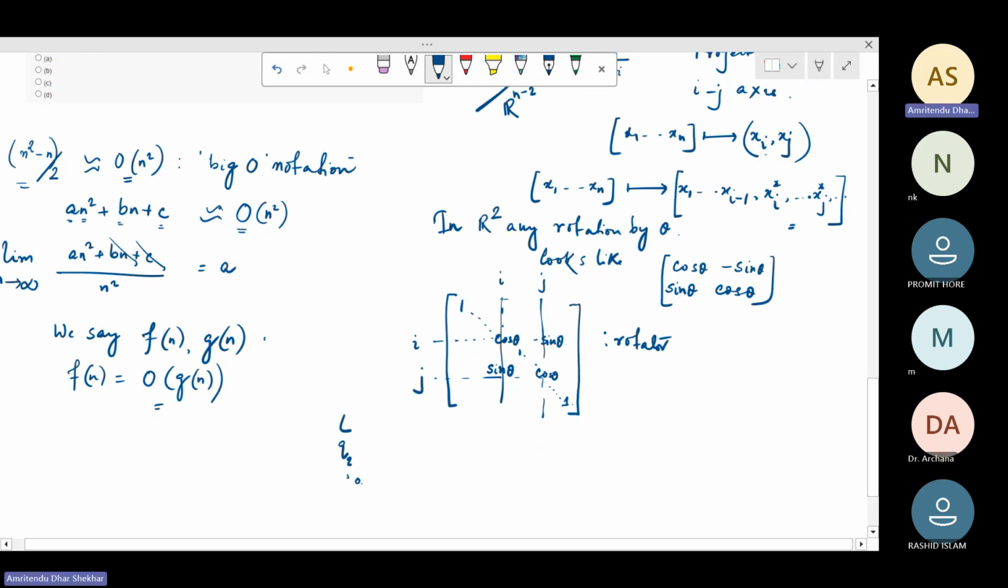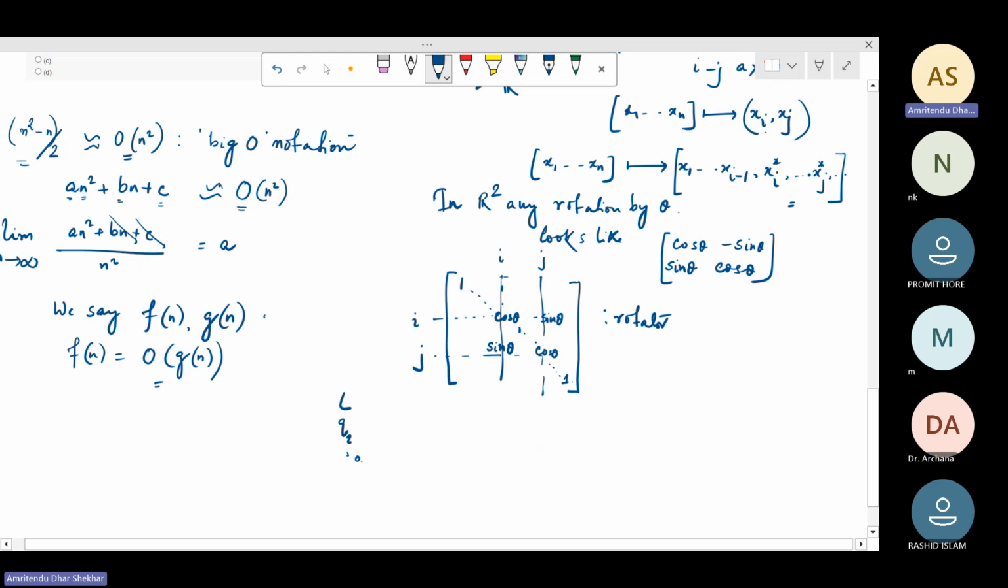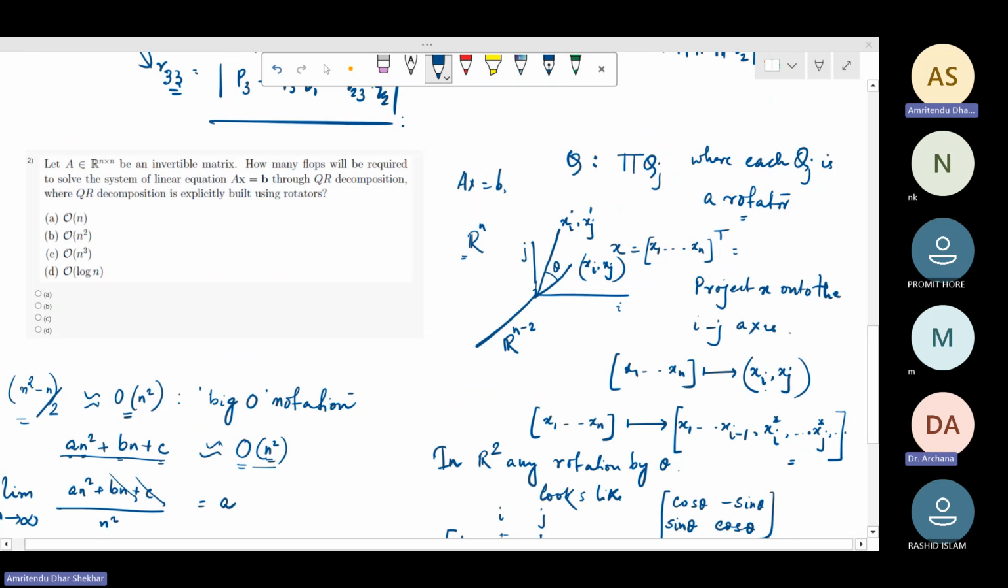Okay, so we write f(n) is O of g(n) if the limit as n tends to infinity of f(n) by g(n) is a constant. Therefore, an square plus bn plus c and n square have the same complexity. So you can write an square plus bn plus c as big O of n square. Hope this is clear.